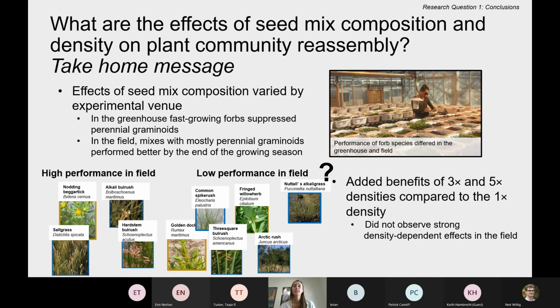We also saw added benefits of the 3x and 5x densities compared to the 1x density. And when we started this experiment, we weren't sure if we were going to see these strong density-dependent effects where higher densities don't have added benefits. But in fact, we did see that higher densities do have associated benefits.